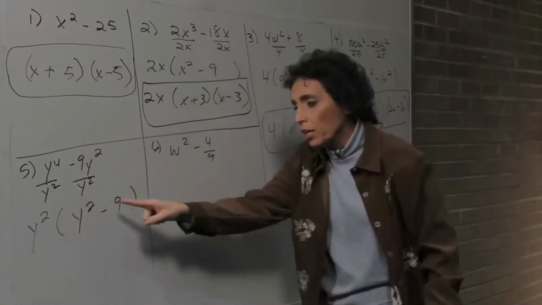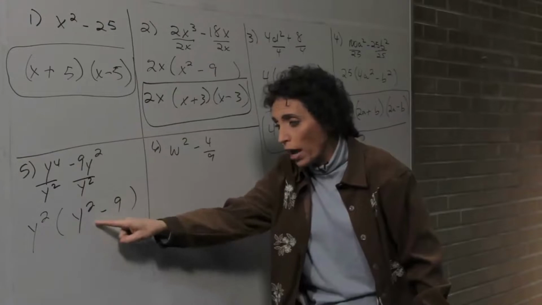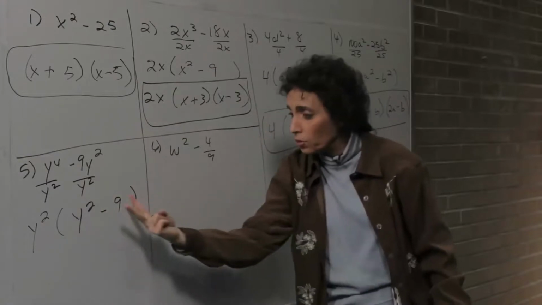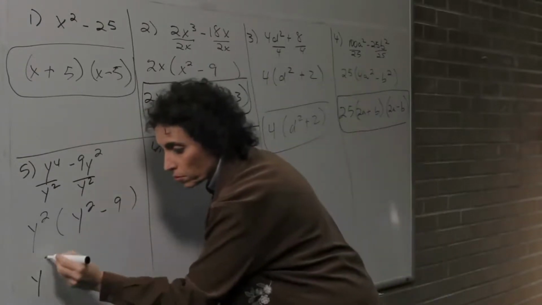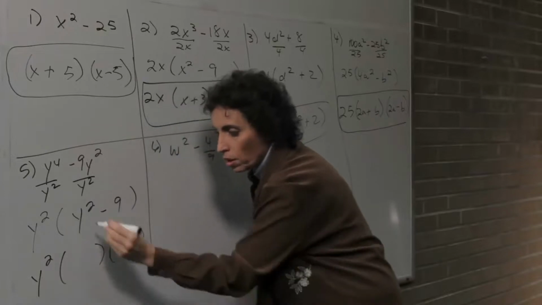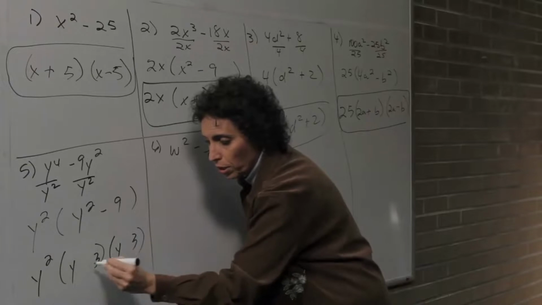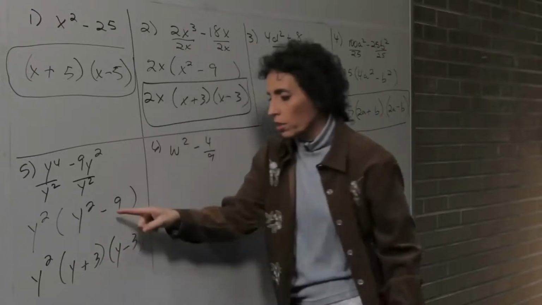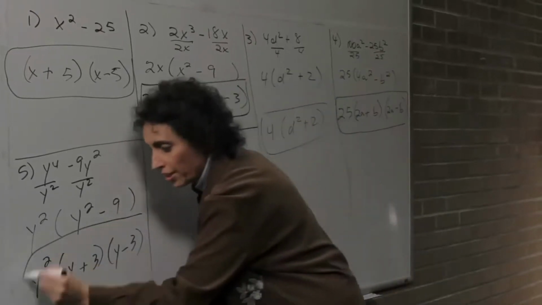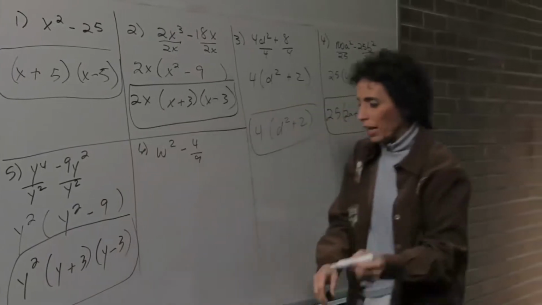We may not be done. Look inside the parentheses. We do have the difference of 2 squares. Again, 2 terms. Y squared is y and y. 9, 3 times 3, plus, minus. Okay, we're done now. Those are linears. Oh, look at that. We're flying.